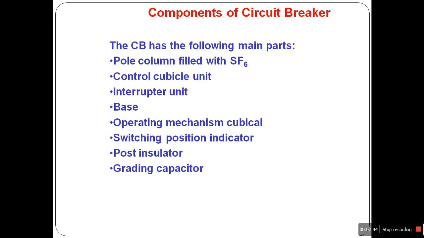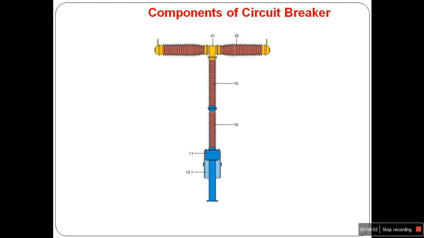operating mechanism cubicle, switching position indicator, post insulator, and grading capacitor. Now we will look one by one at each of the components. This is a pictorial view of the circuit breaker used in a 400 kV switchyard. Point 21 is the bell crank mechanism.